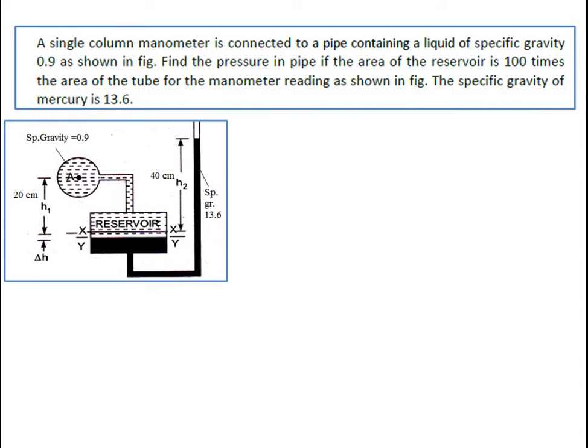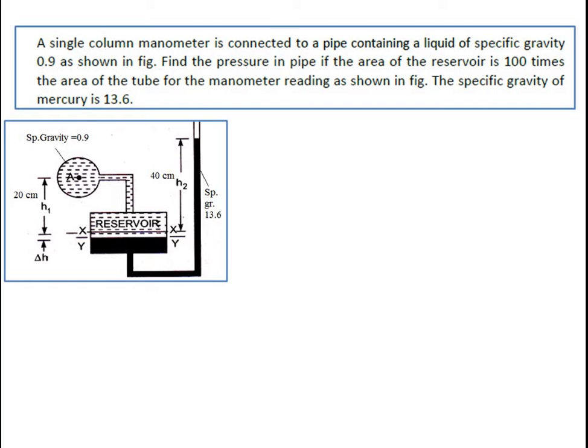Now consider this single column manometer connected to a pipe containing a liquid of specific gravity 0.9, as shown in the figure. Find the pressure in the pipe if the area of the reservoir is 100 times the area of the tube, from the manometer reading shown in the figure. The specific gravity of mercury, we all know, is 13.6. So this is the figure.